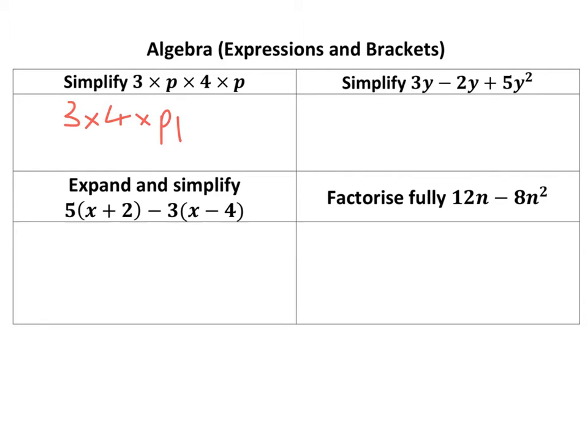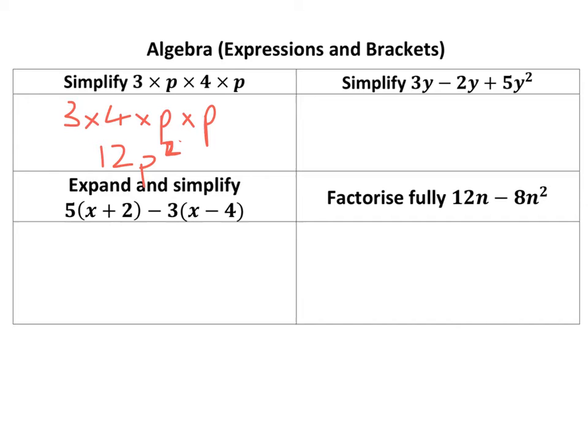So that's what I would do. Now 3 times 4 is nice and easy. It's 12. p times p is p squared. So there you go. So don't be afraid to change the order when you're multiplying, but notice that they're all multiplied. There's no additions or subtractions or anything like that in there.